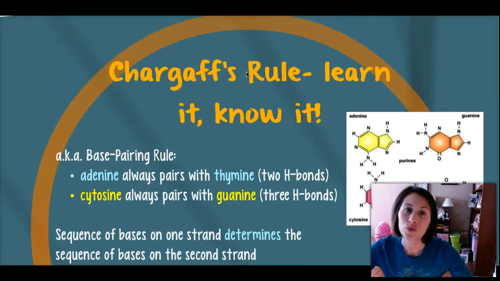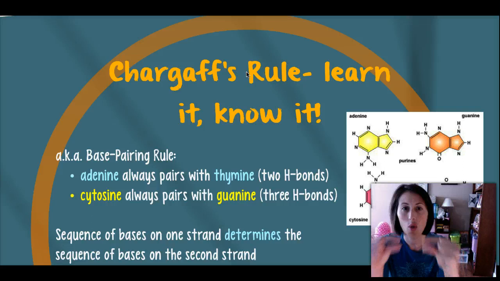Okay, so an important rule, you have to know this person and you have to know what he discovered. Chargaff's rule, you need to learn it and know it. It's also called the base pairing rule. So the base pairing rule says that adenine will always pair with thymine, and those will have 2 hydrogen bonds together, and that cytosine always pairs with guanine, and those will have 3 hydrogen bonds together. Those pairs always will be paired together in DNA. Okay, so you have to know adenine and thymine, cytosine and guanine.